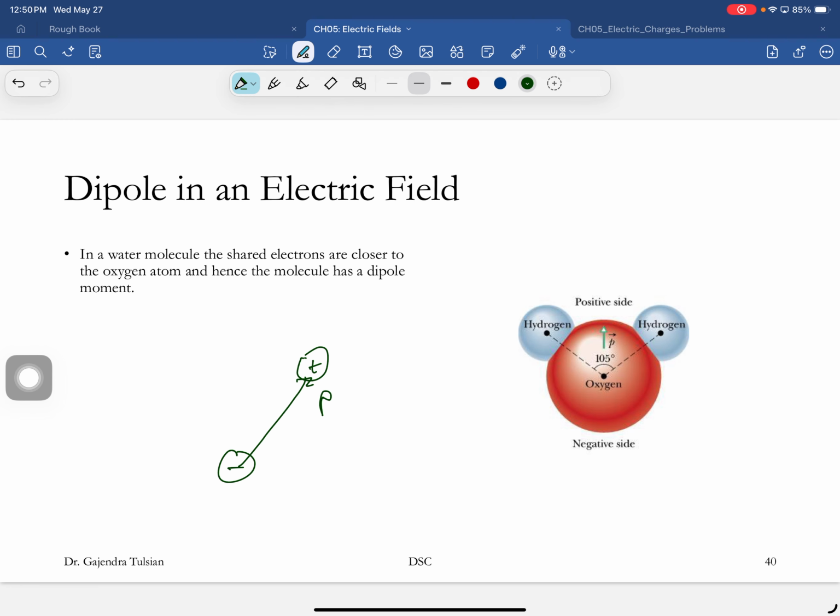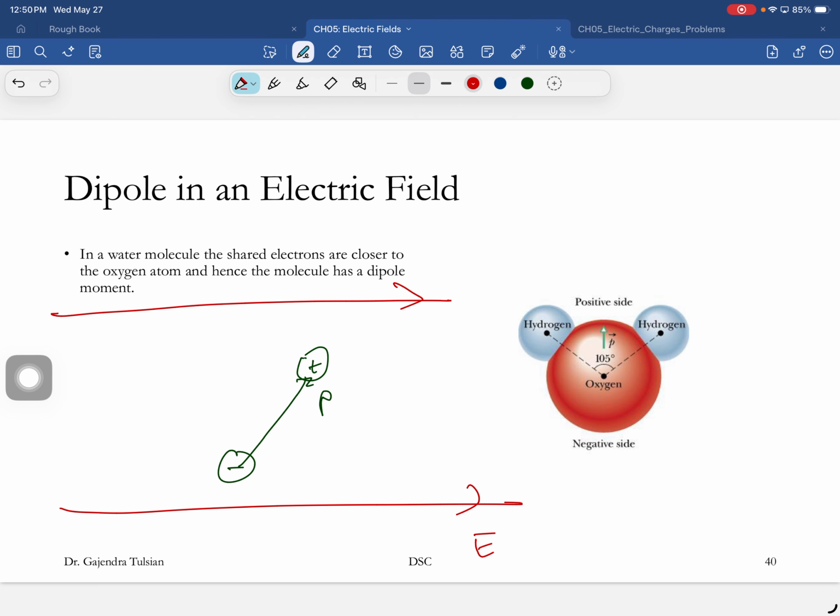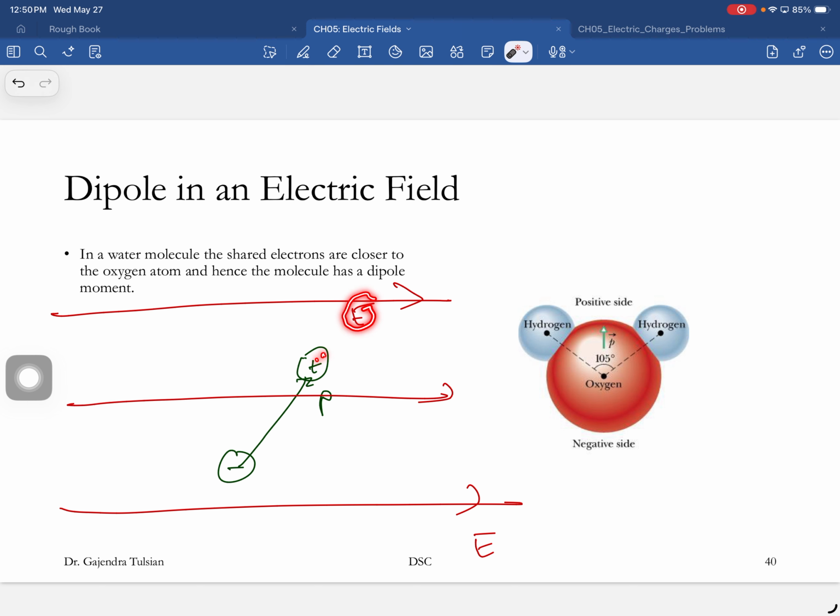Now I'm going to place this in an electric field. Here's an important application that you'll study. What happens to this positive charge in the presence of this electric field? What is the effect of the electric field on this positive charge? Does it move away from the direction or toward it? Toward the direction, so this guy feels a force in this direction. How about the negative charge? In the opposite direction.